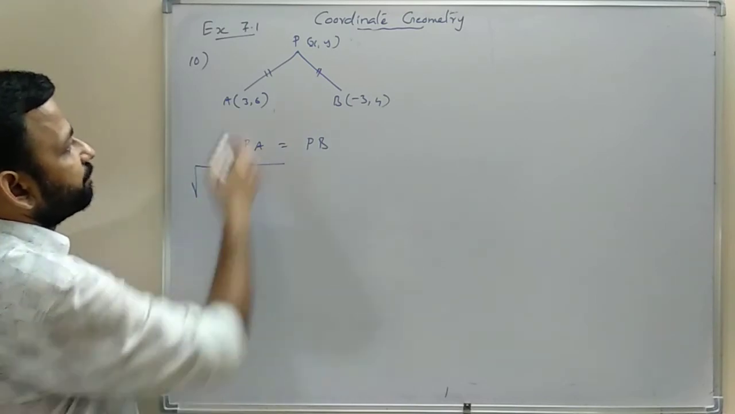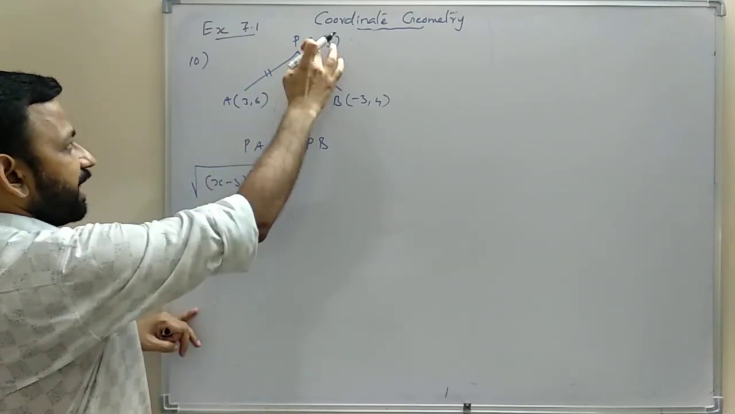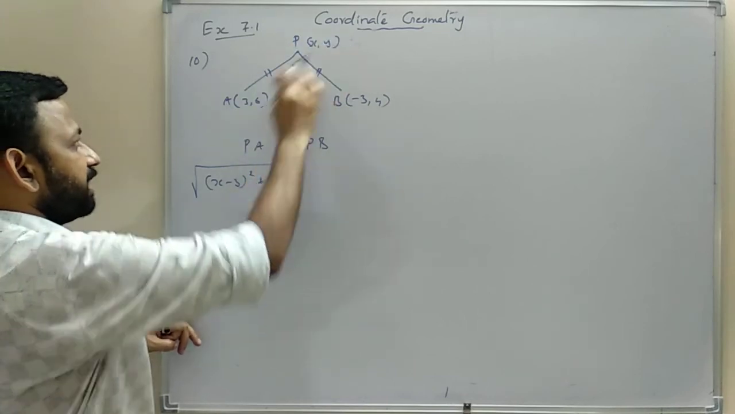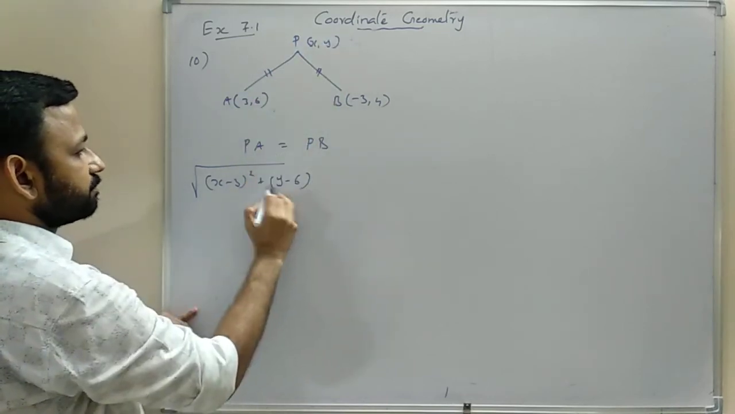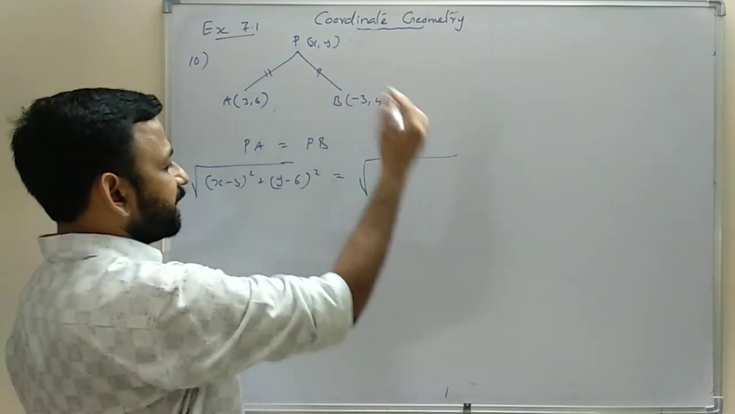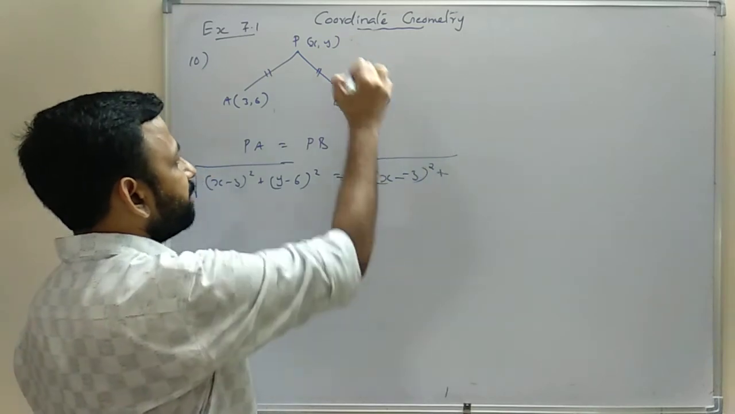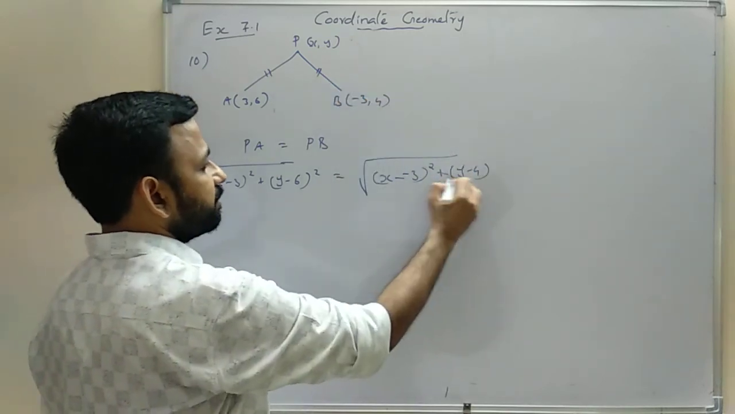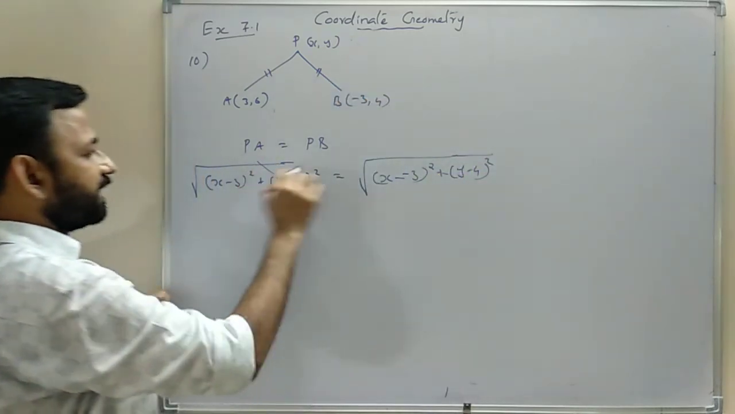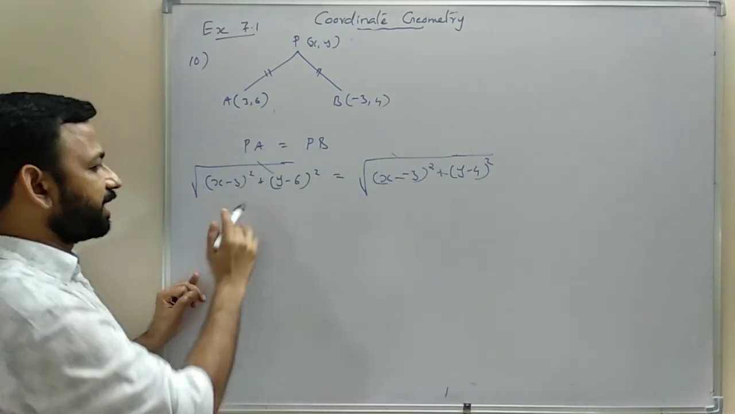PA is the square root of, by the distance formula, x minus 3 whole square plus y minus 6 whole square, equal to PB, square root of x minus 3 whole square plus y minus 4 whole square. Then the radical will be cancelled. Then x minus 3 whole square, using the a minus b whole square identity.